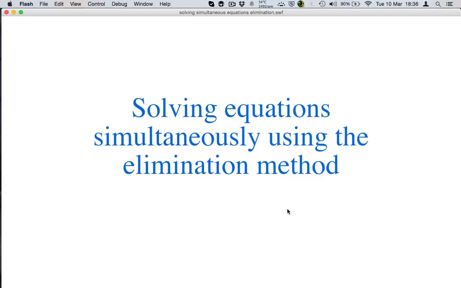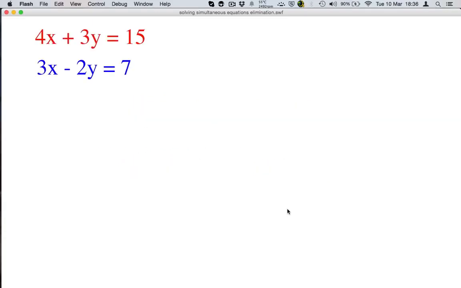...both equations simultaneously using the elimination method. Now, let's grab an equation, your pen and pencil, and let's begin. So, here are our equations.